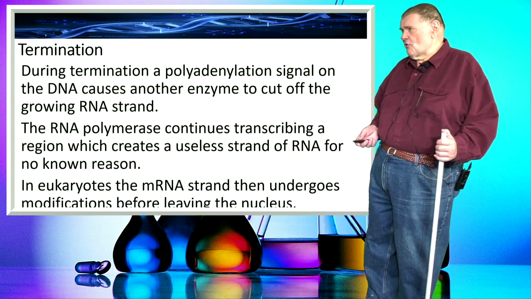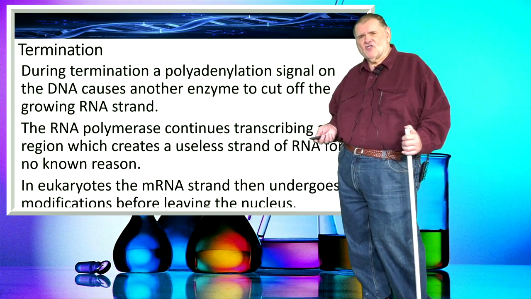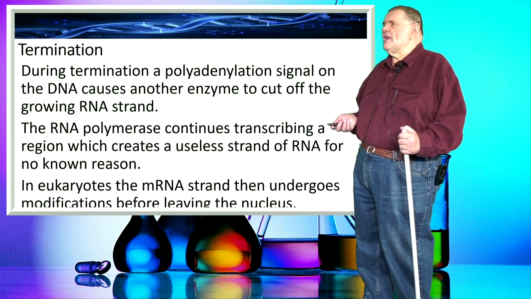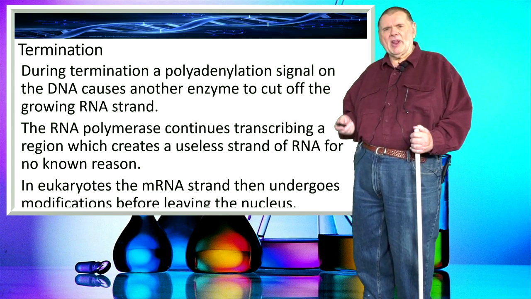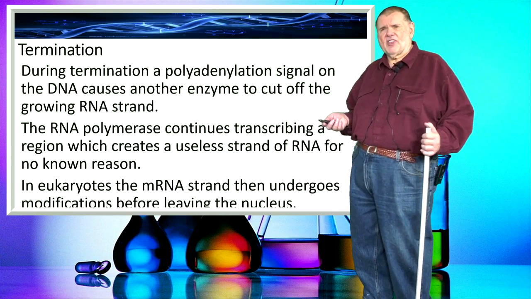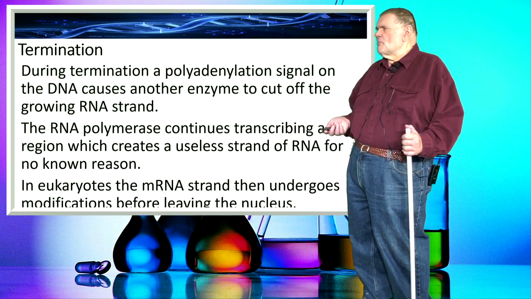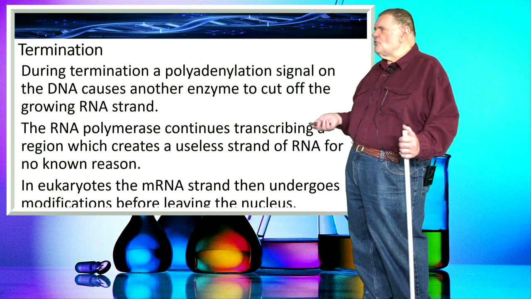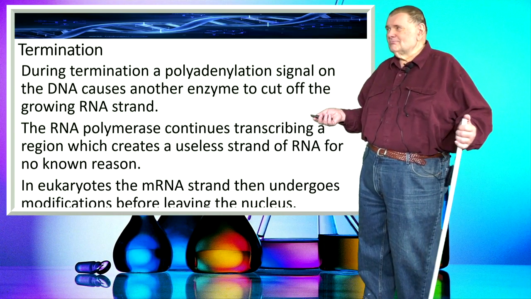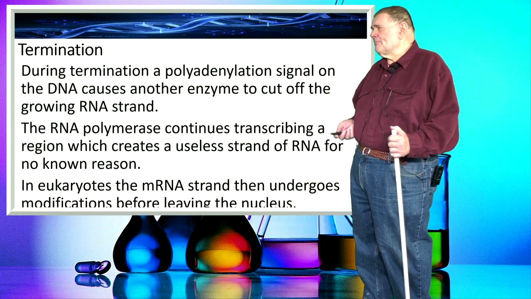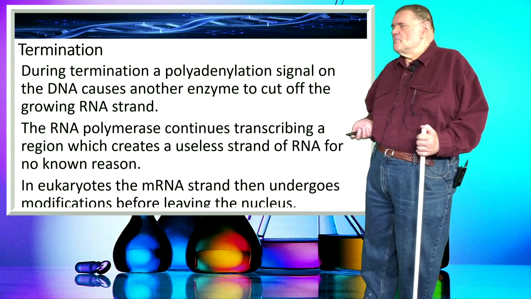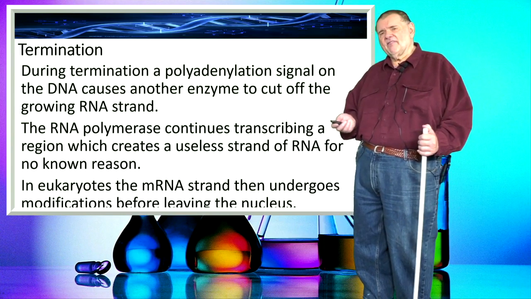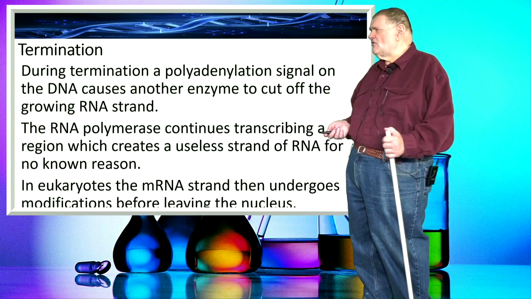The third step is termination. During termination, a polyadenylation signal on the DNA causes another enzyme to cut off that growing RNA strand once it's reached the end that it needs to be. The RNA polymerase continues transcribing a region, which creates a useless strand of RNA. We don't know why, but it does. In eukaryotes, the messenger RNA strand then undergoes modifications before leaving the nucleus. Has to have some changes made.